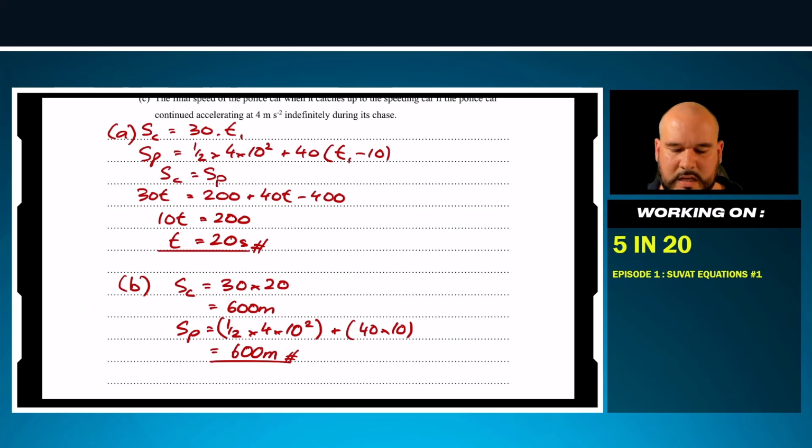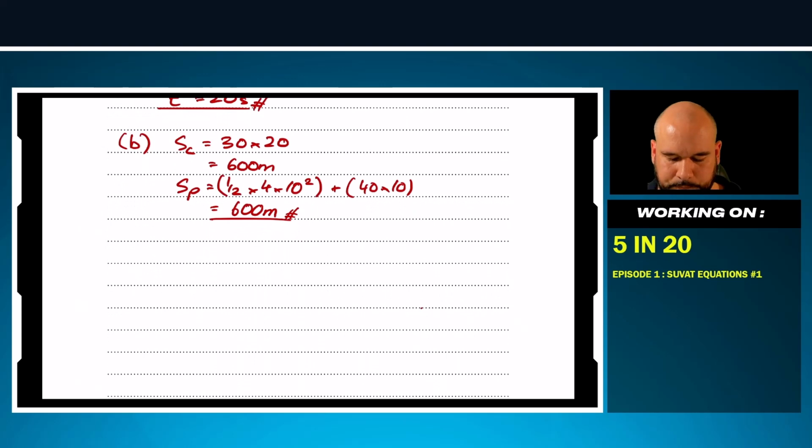Okay, so part C is the tricky one. The final speed of the police car when it catches up to the speeding car if the police car continued accelerating at 4 ms to the minus 2 indefinitely during its chase. All right, you math purists, you're going to get upset at me. Please don't tell the Sydney Centre of Math that I have just done what I'm about to do, because there might be some unsavory acts towards me in the future, if this gets out.